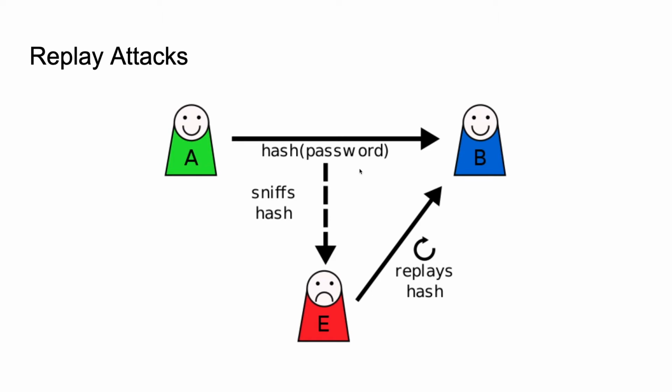So, here is an image I've stolen from Wikipedia that details the basics of what a replay attack is. So here's person A, here's person B, here's person E, a third party. Person A is sending their hash password to person B to log in or perform a certain function. Person E is a third party. They are listening in on the transmission of that password from person A to person B. At a later time, what person E will do is they will replay that recorded transmission to person B in order to perform the function that person A did.